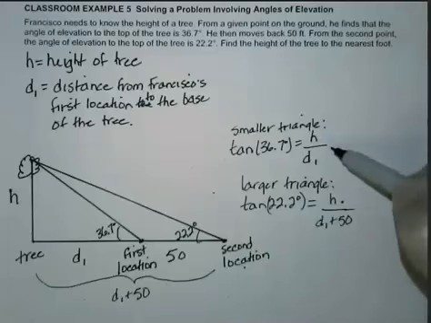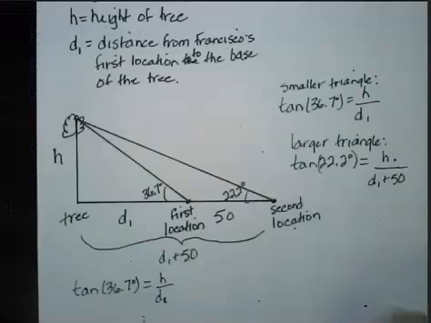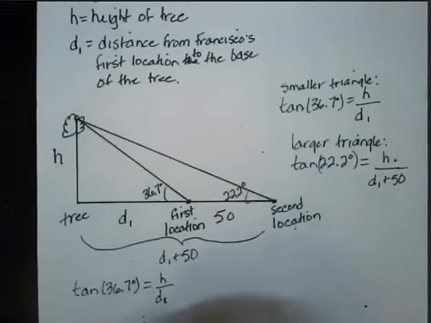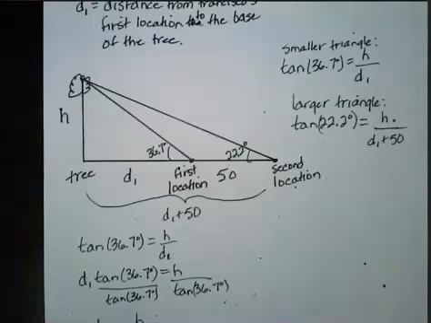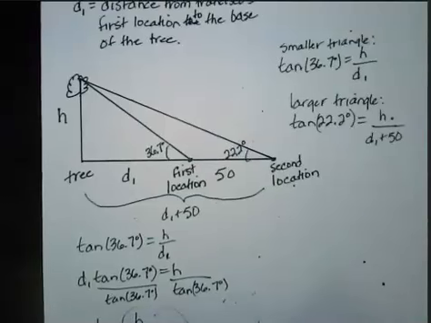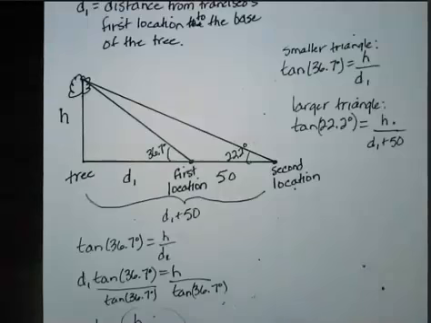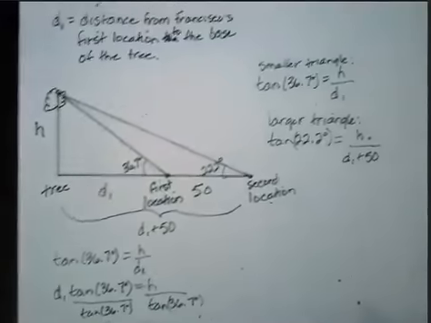Let's take this first equation, since it's a little bit simpler, and let's solve it for the d1. To solve this for d1, we could cross multiply. That would give us d1 times a tangent of 36.7 degrees equals h. If we're trying to solve it for d1, that means we'd want to divide both sides by the tangent of 36.7. We've got that. Now the idea is that we can substitute this expression into our second equation in place of the d1. That will give us an equation that only has h in it, and then we'll be able to solve that for h.